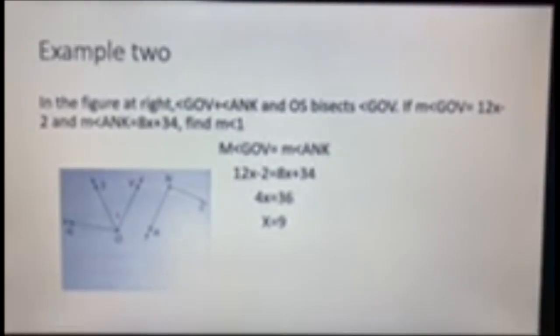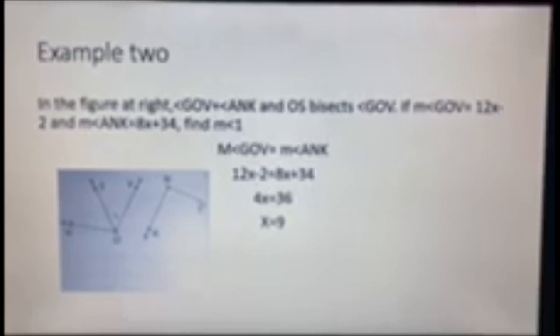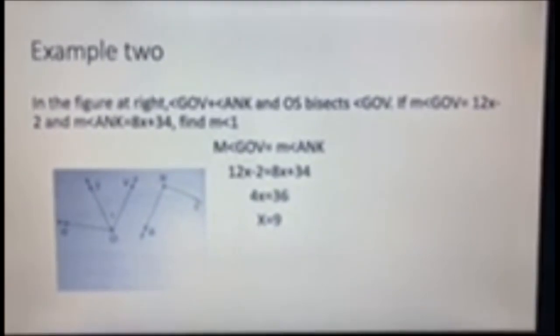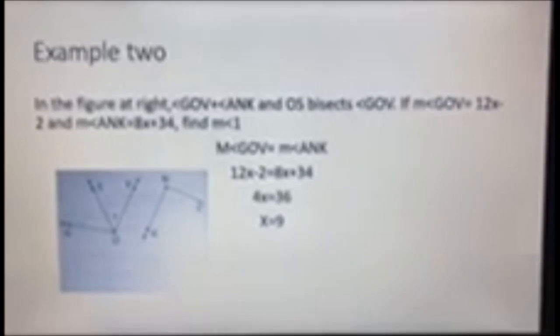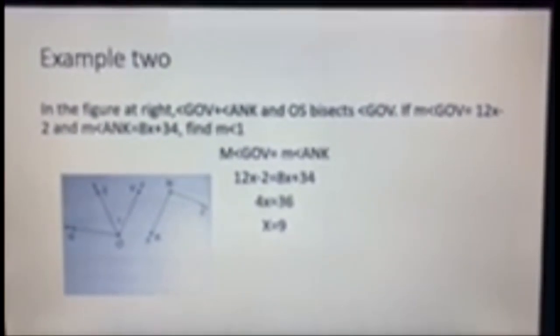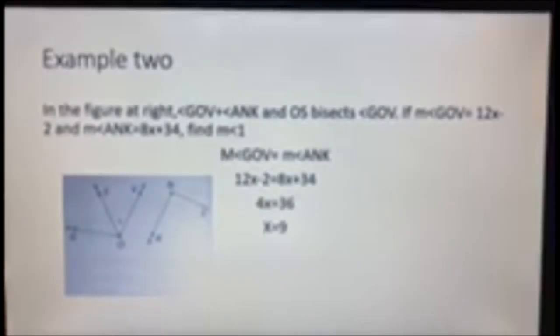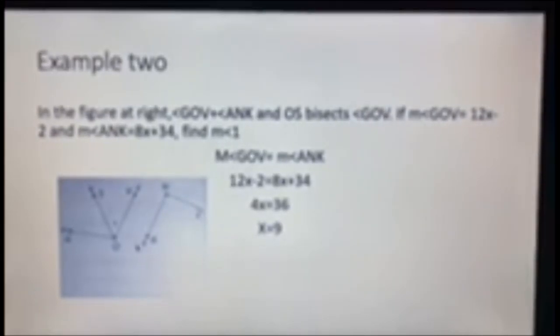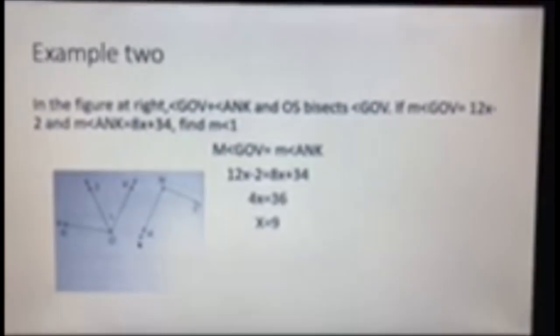In example 2, in the figure at the right, angle GOV is congruent to angle ANK, and bisector OS bisects angle GOV. If the measure of angle GOV equals 12x minus 2 and the measure of angle ANK equals 8x plus 34, you need to find the measure of angle 1. So you would set the measure of GOV, which is right here, equal to the measure of angle ANK.